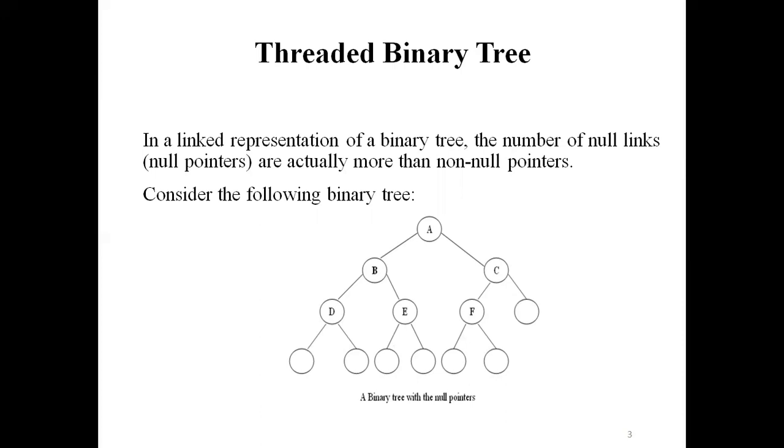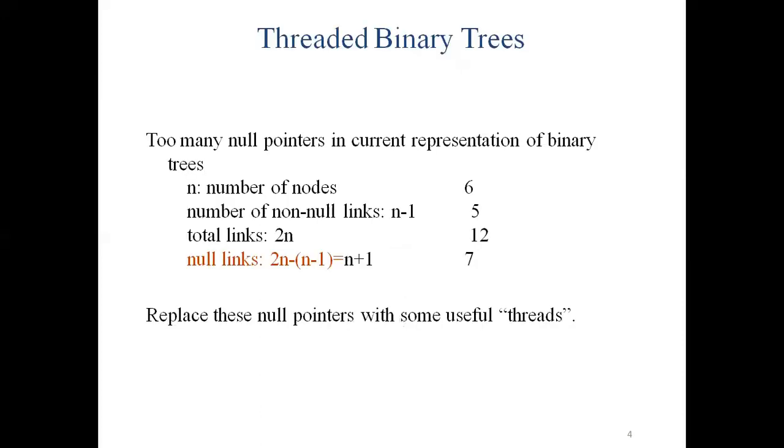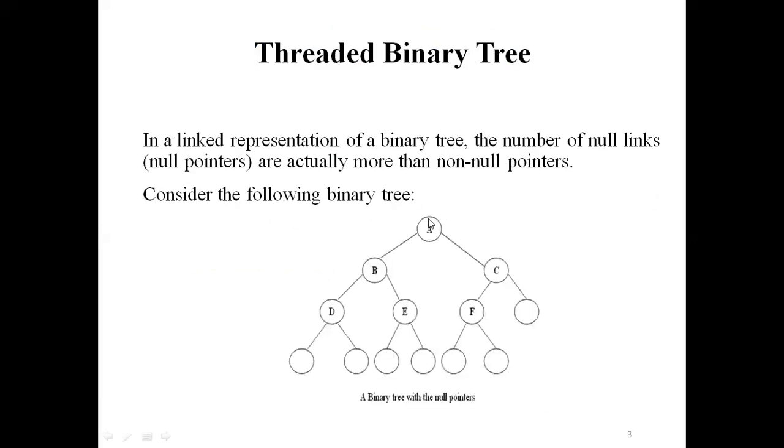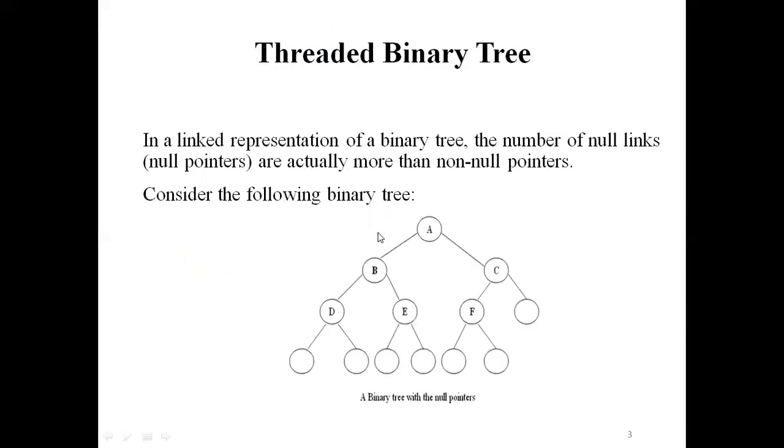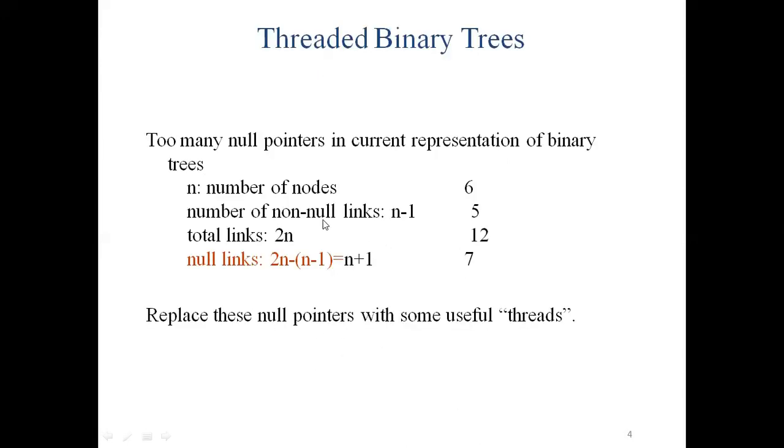So for the same tree representation, n is the number of nodes and that is 6. So total number of nodes are 1, 2, 3, 4, 5 and 6. So total nodes which are holding some data is 6. And number of non-null links is given by formula n minus 1 that we already saw. And we have counted here also 1, 2, 3, 4 and 5. So these are the number of non-null links, or you can say these are the number of useful links.